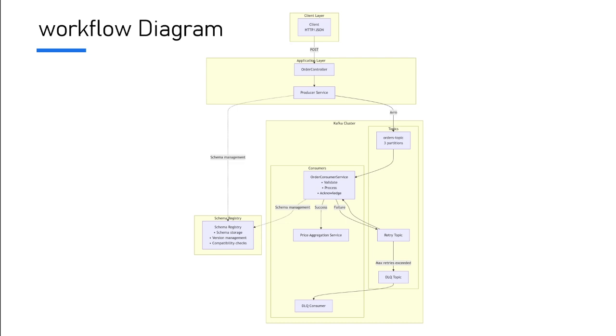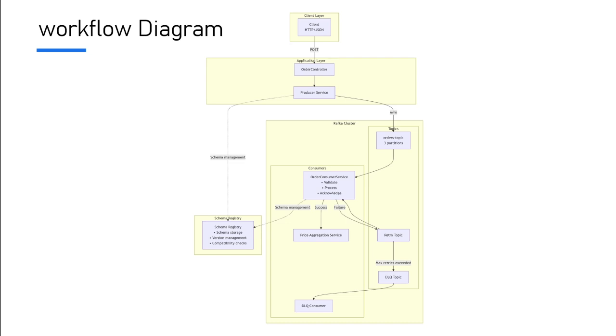The consumer service reads the message from Kafka, deserializes it back from our Avro format into our order object, and validates the business rules, making sure the price is positive, the product name isn't empty, and so on. Now, at this point, the flow splits into two possible paths.